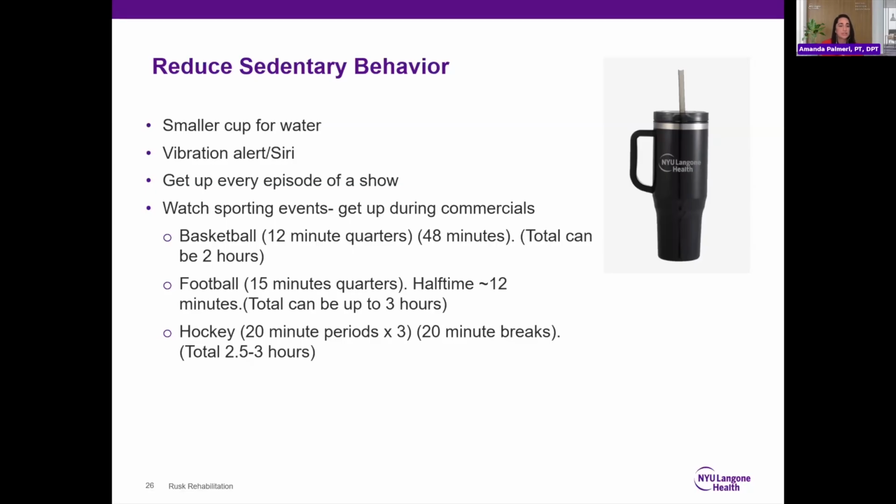For those that watch sports, I just like to highlight that sports have this sort of built-in period of time where there's a break, we're able to get up, we can move around, we can be active if we hadn't been active, let's say earlier in that day.